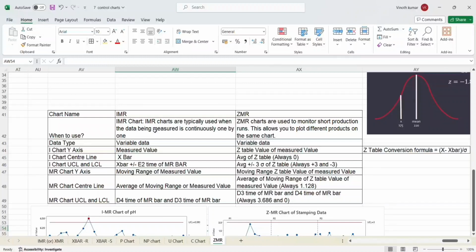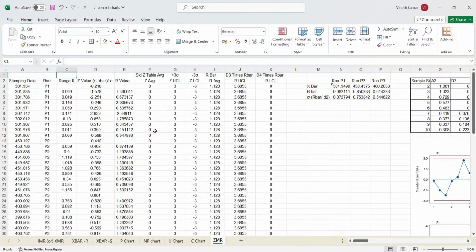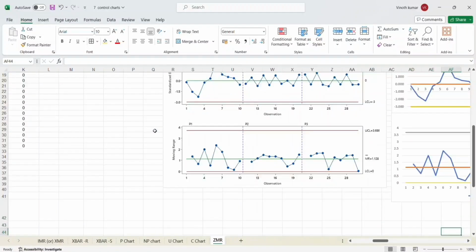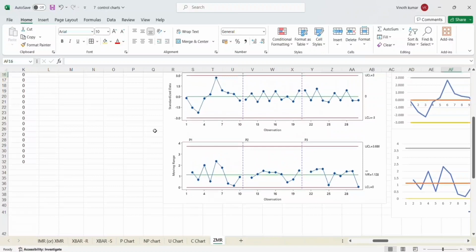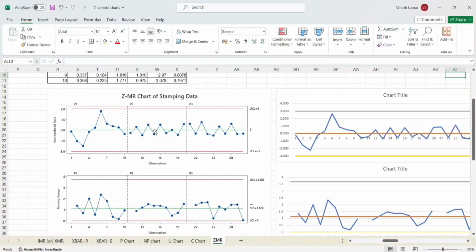So this is a unique chart drawn for continuous data where data is collected in the form of one after the other, not in the form of subgroup. However, it is collected from different short production runs. I hope this video was useful for you to compare the difference between IMR chart and ZMR chart, and where exactly ZMR chart will be used, and what is the formula to calculate Z score, individual Z scores, center line, and upper and lower control limit for Z chart, and similarly R values and upper and lower control limit and center line for R chart.